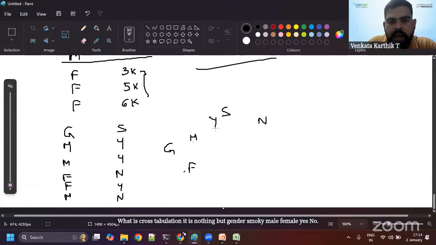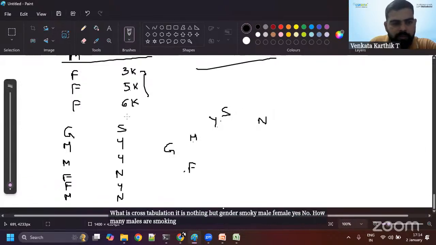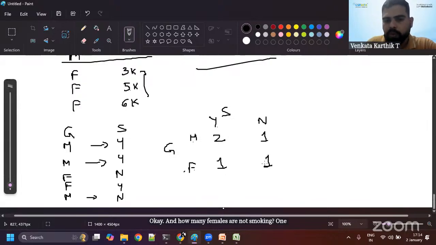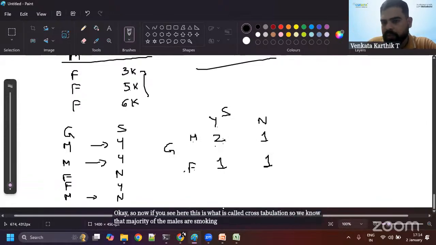How many males are smoking over here? See here. Male, yes. Male, yes. So two people are smoking. How many males are not smoking? One person. Now, how many females are smoking? One person is smoking. And how many females are not smoking? One person. So now if you see here, this is what is called cross tabulation. So we know that the majority of the males are smoking here.